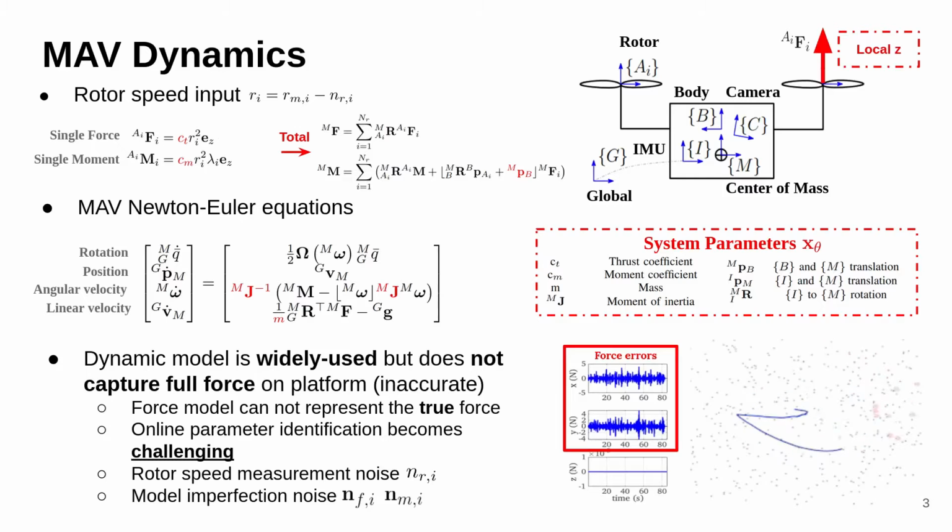The video shows one of our simulation trajectories, and the figure shows the difference between the model calculated force and the true force, which has errors along the x and y directions. To compensate for this, besides the rotor speed measurement noise, we also add the system modeling noises NF and NM.